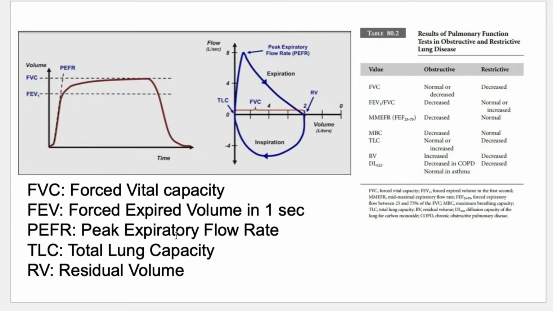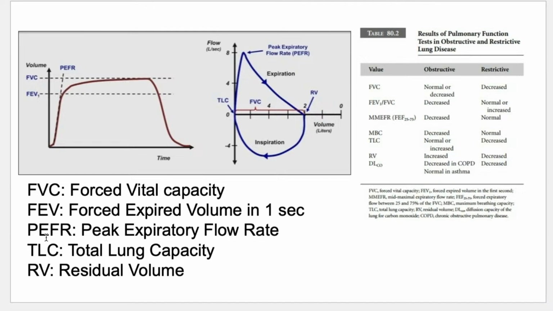the peak expiratory flow rate is going to be. So that's the next term here. That's showing us how strong that first second is, because that first second is where it counts. The peak expiratory flow rate is just showing the maximum amount of air you're flowing at that FEV1 point.